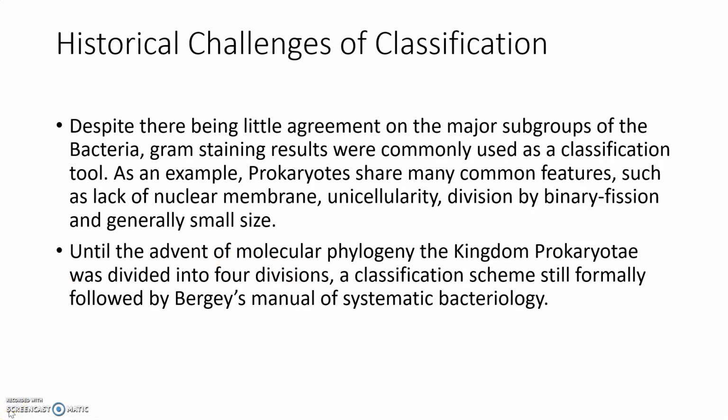For example, the prokaryotes share many common ancestral traits such as lack of nuclear membrane and unicellularity, that is all of the prokaryotes are unicellular organisms and their division is by binary fission, and also they are generally of small size. So based on this, gram staining can be commonly used as the classification tool to identify the bacteria.